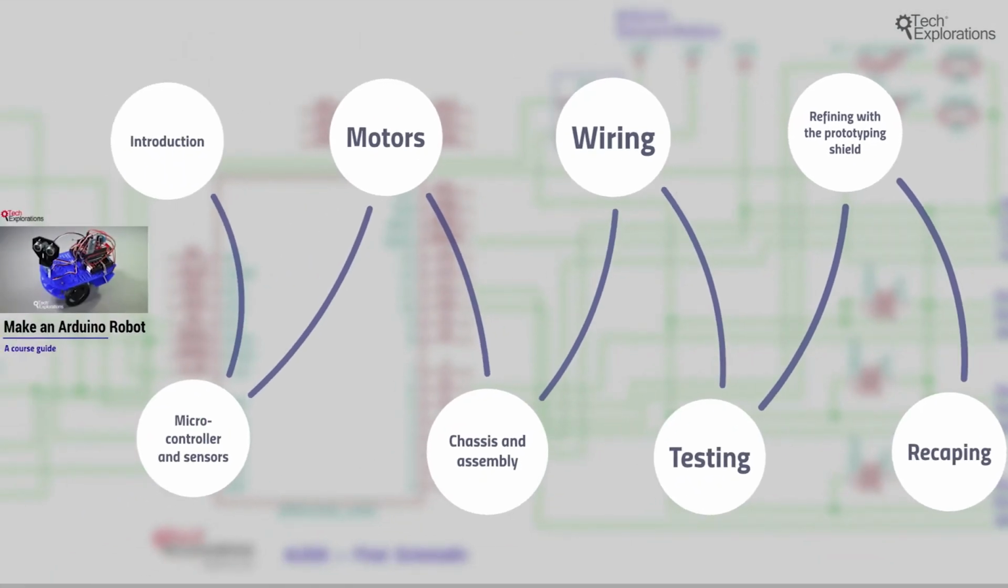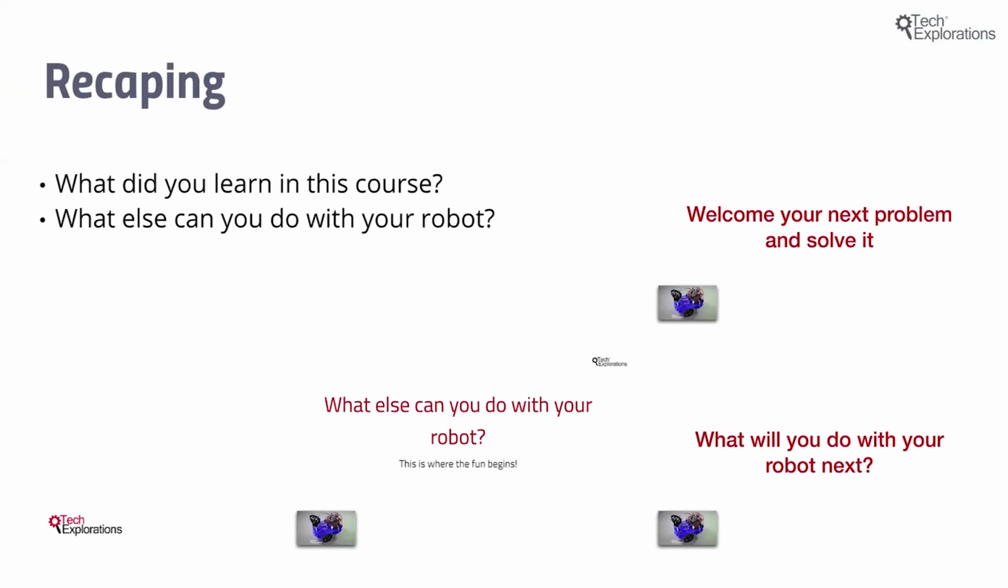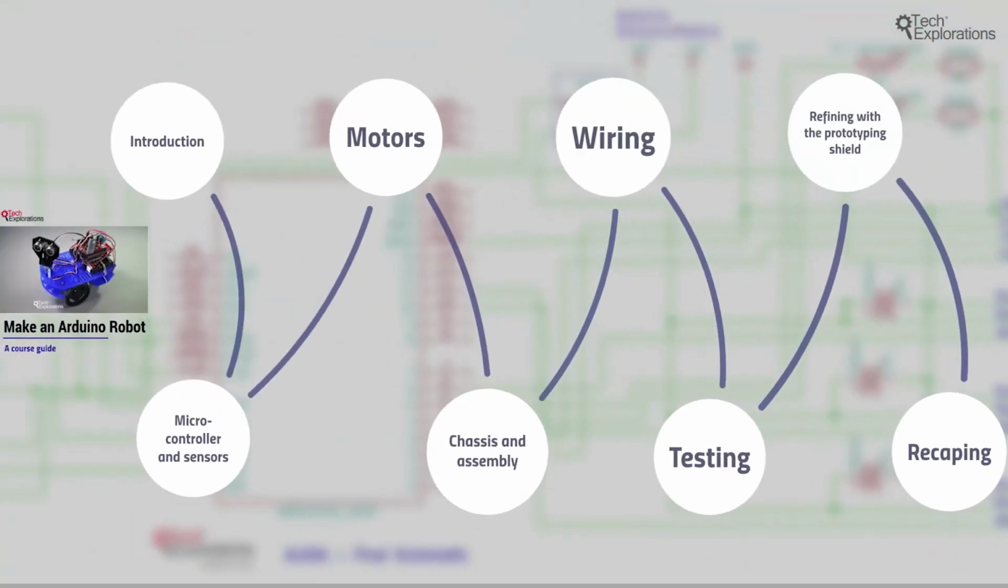And that's about it. In the very last lecture called Recapping, I'm just going to remind you of all the nice and amazing things that you learned in this course and give you a few ideas on things that you can do with your robot from that point onwards, because where this course finishes, a lot more fun and a lot of other ideas and things that you can do with your robot begin. So I hope that this course guide and the walkthrough of the course gave you a much better picture of what's up ahead, and that by this time you are eager to get started.